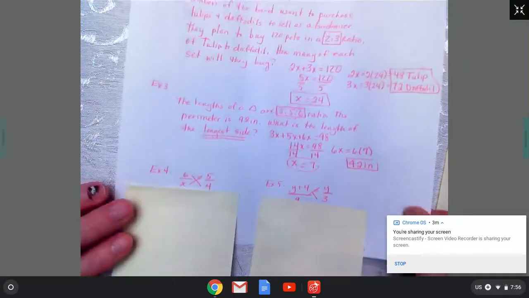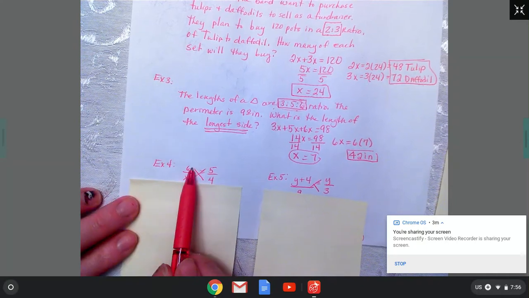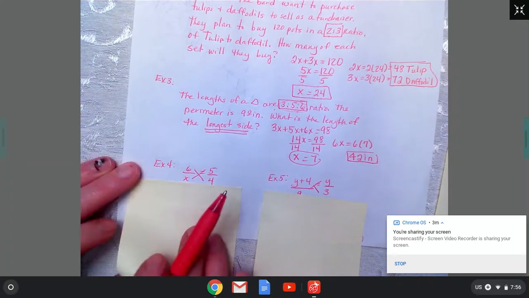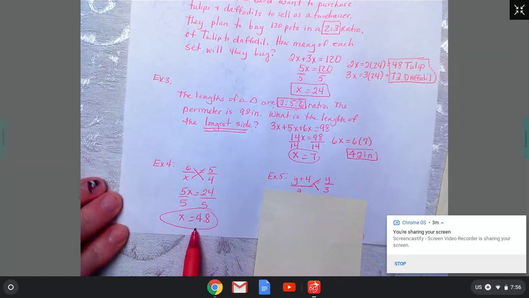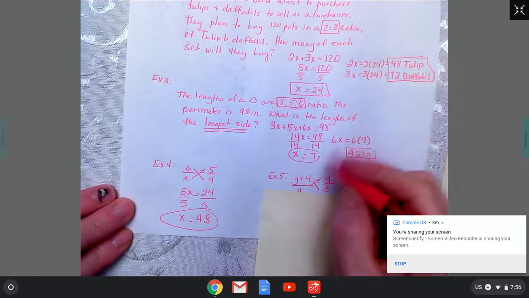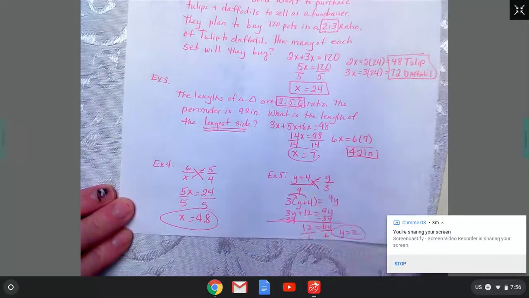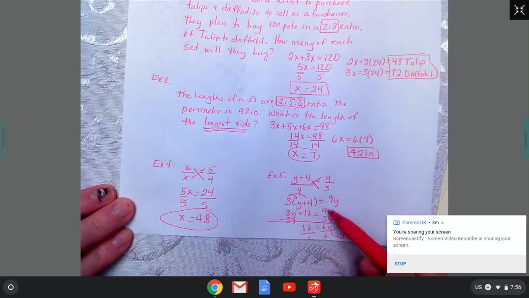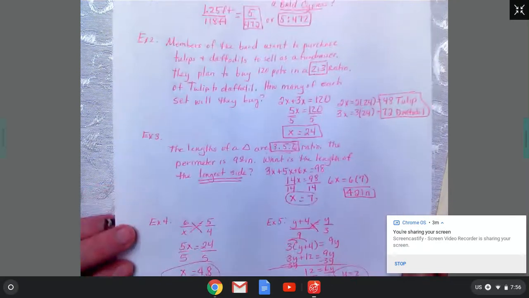Okay, and then the last one is proportions. They asked you to cross multiply on a proportion. So I have these lines drawn. I'm going to do 6 times 4 and 5 times x, which gives me 5x is 24, divided by 5, 4.8. Okay, and then on this one, I'm going to cross multiply 3 times y plus 4 and 9 times y. 3 times y plus 4, I've got to distribute. 9 times y is only 9y. I'll subtract, and then I divide. y is 2.